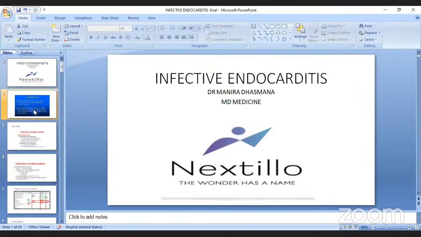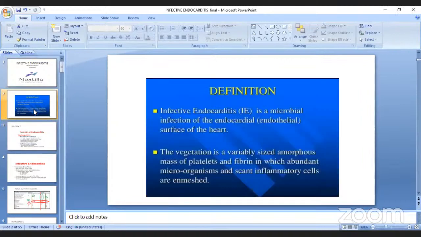What is the definition of infective endocarditis? It is a microbial infection of the endocardium, that means the endothelial surface of the heart. The vegetation is variably sized, an amorphous mass of platelets and fibrin in which abundant microorganisms and scanty inflammatory cells are enmeshed. So this is what you have to remember. And this definition will go into more detail.